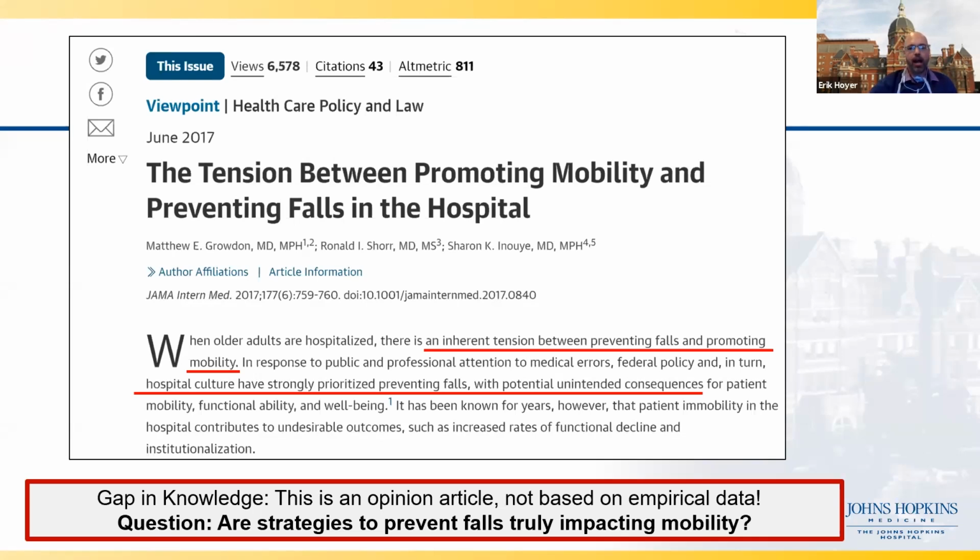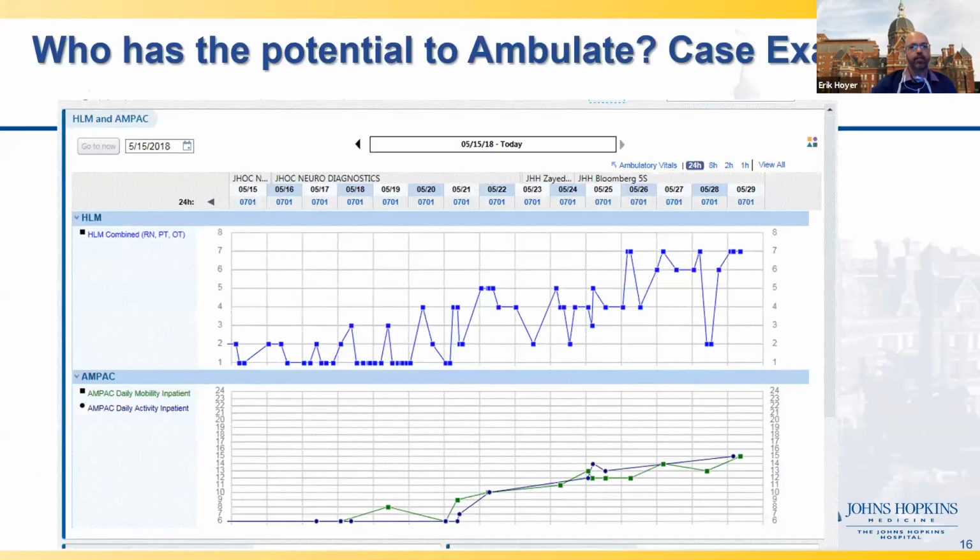And I'm going to talk about how we are looking at this. The first thing to consider is who has the potential to ambulate. When we talk about mobility, obviously there are different levels of mobility, but oftentimes when people are thinking about mobility in the hospital setting, one of the key goals is we want to get patients walking.